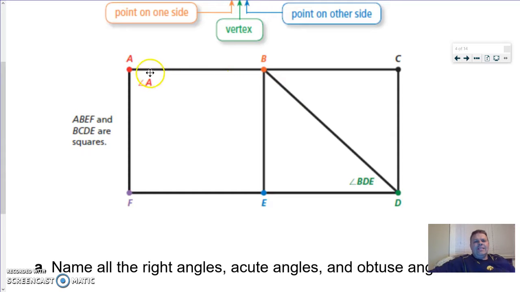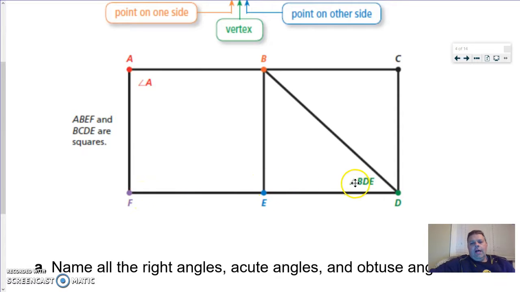We could say this one is ABE. We can say that this one is CBE. We can say this one is EDC, or we could say it is CDE. And lastly, we can say that this one is BEF. Those are all right angles.